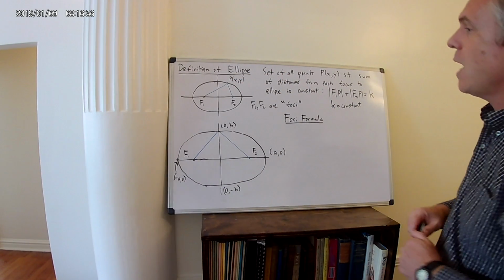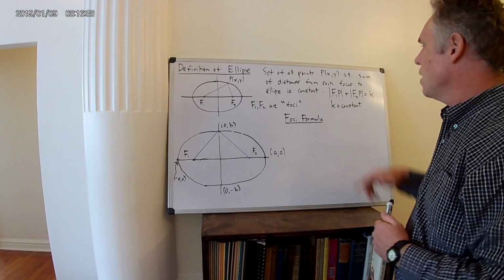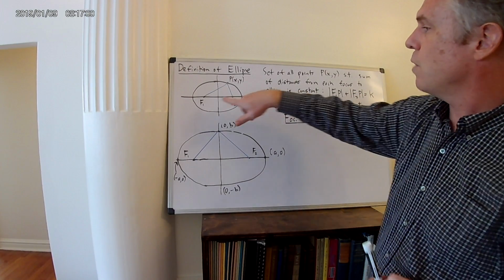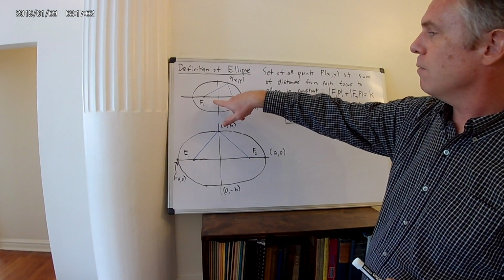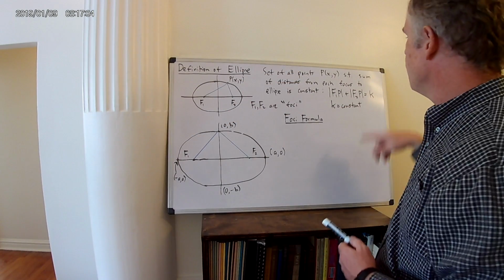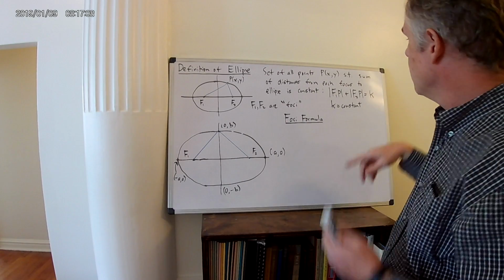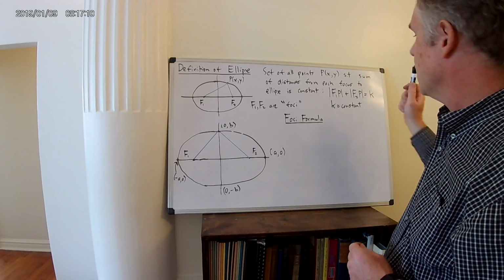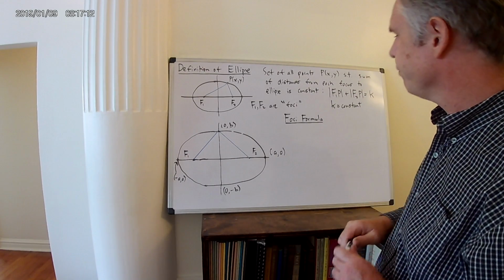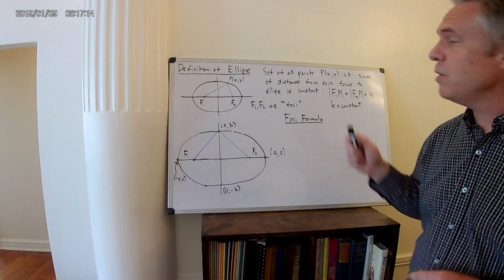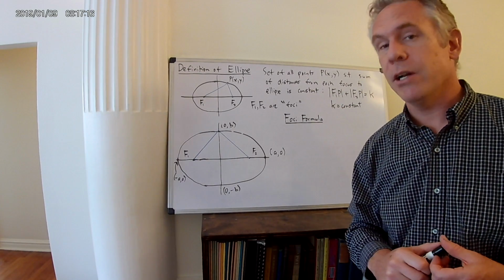And we can express that in an equation which says F1P, which is the distance from one of the foci to this point, plus the distance between the other focus and that point. The sum of those two distances is a constant k. We'll call it k.